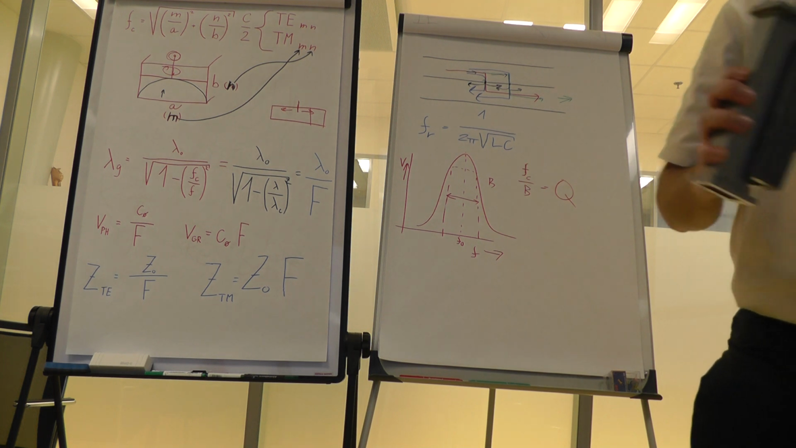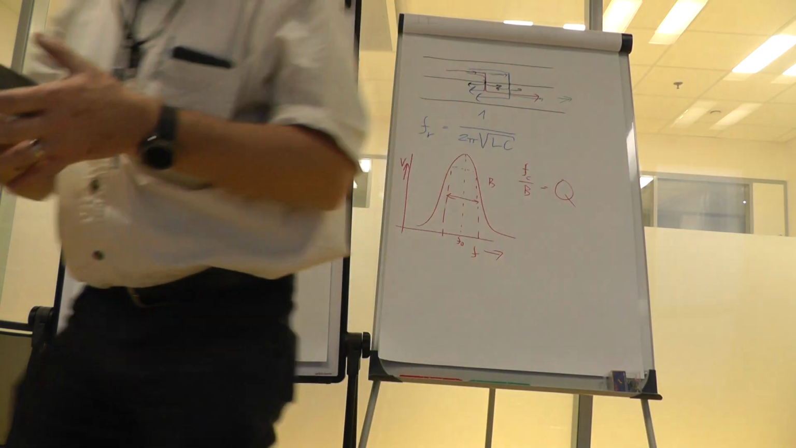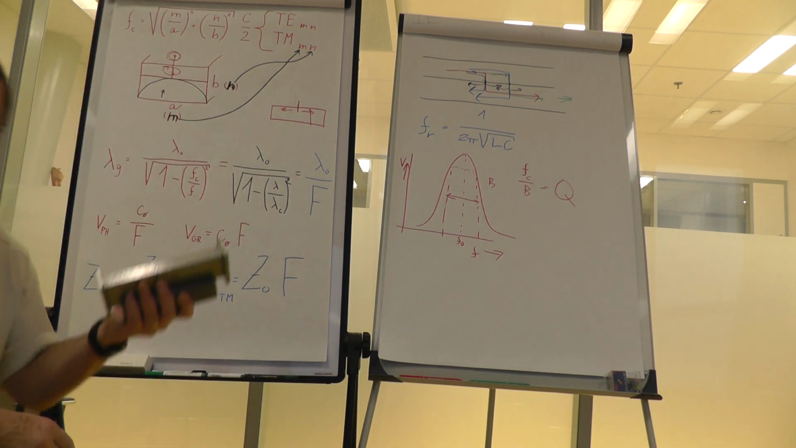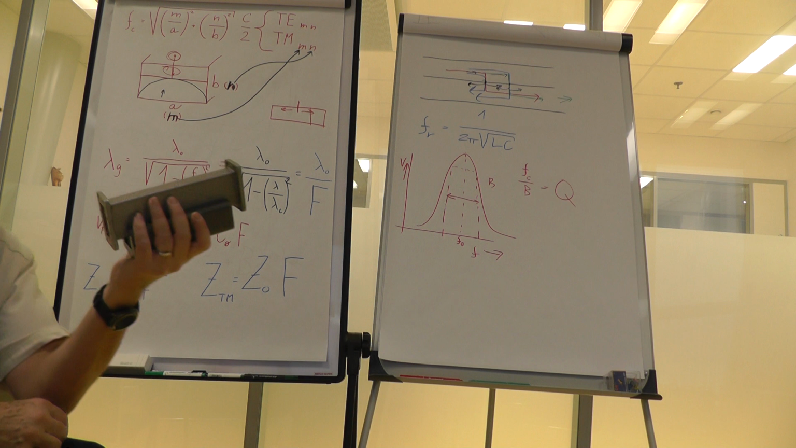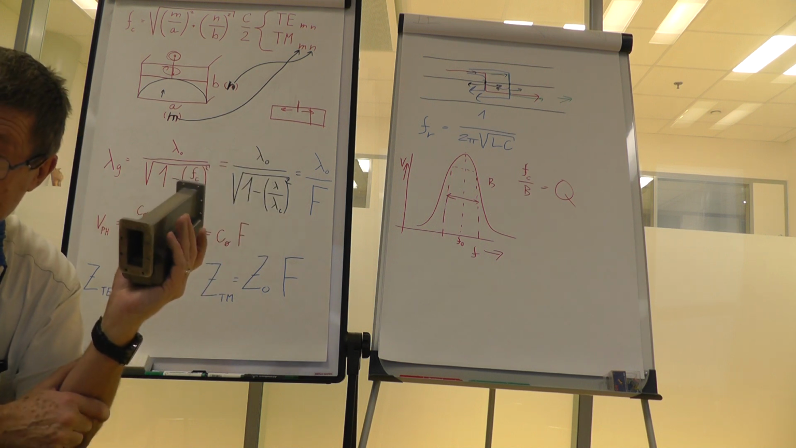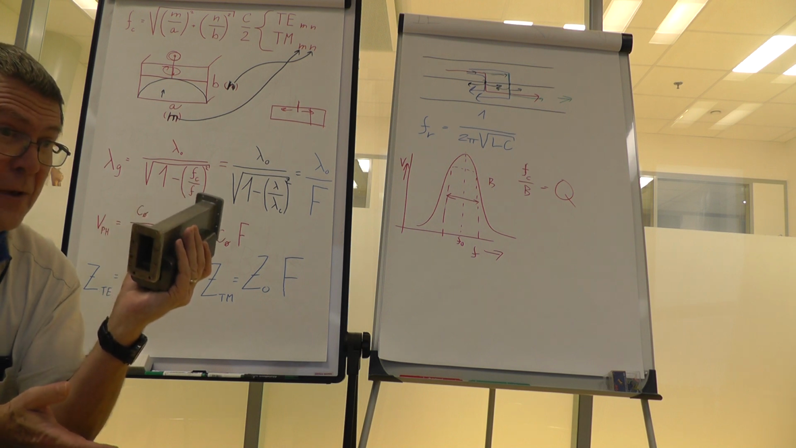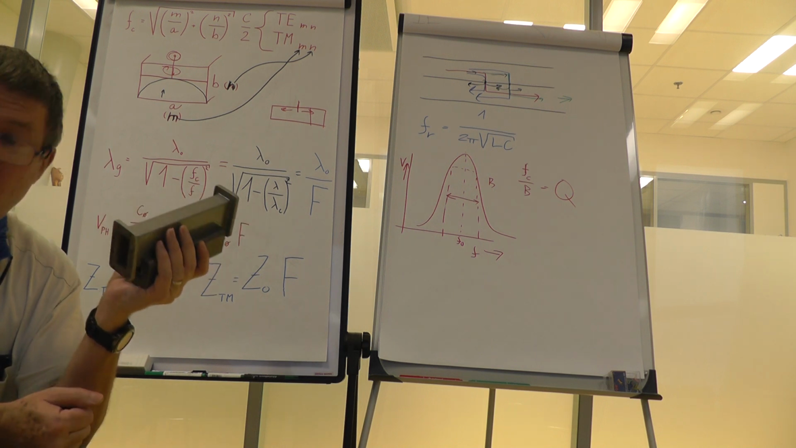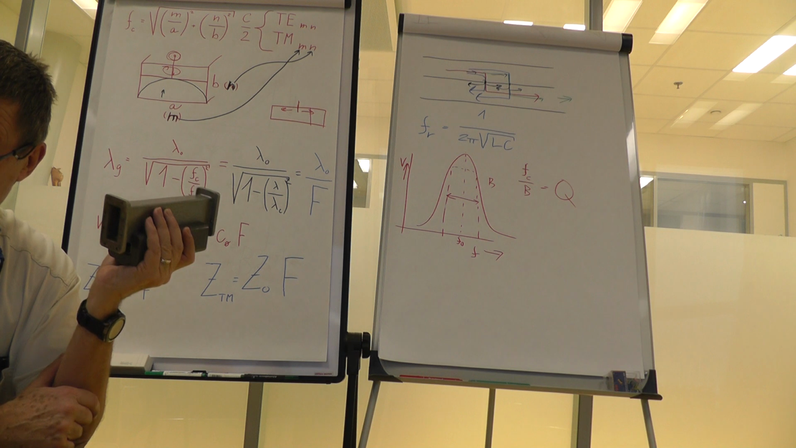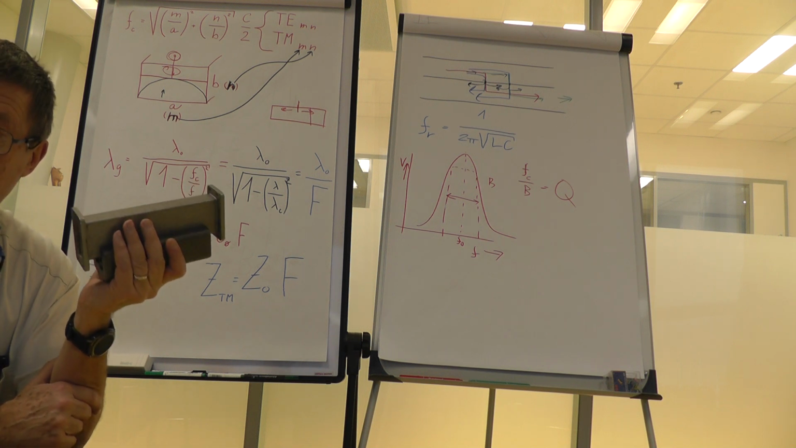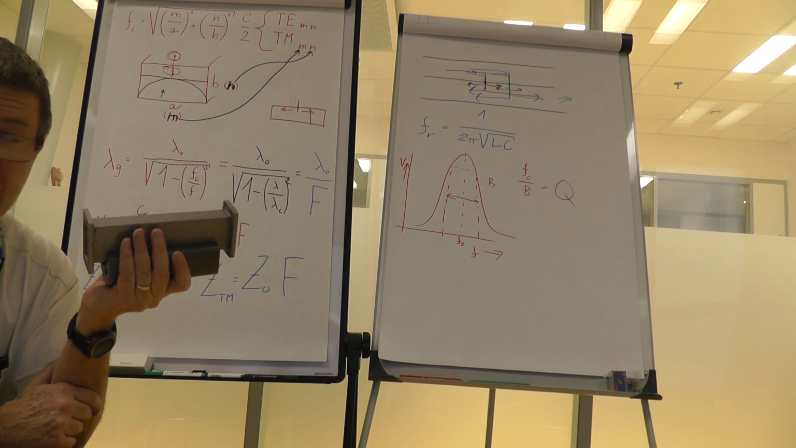Now I will show you another strange device, which is called an isolator. But the word isolator in microwaves has another meaning than in everyday life. This is a non-reciprocal device. That means that it contains a piece of an isotropic material.